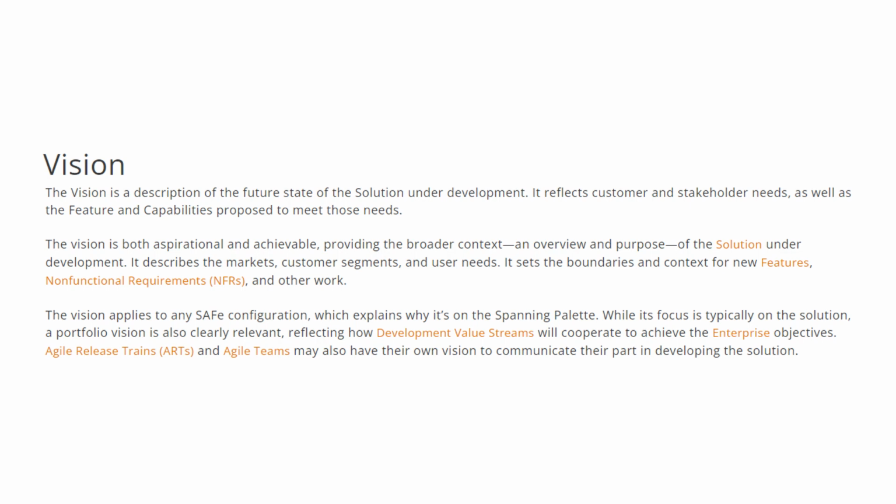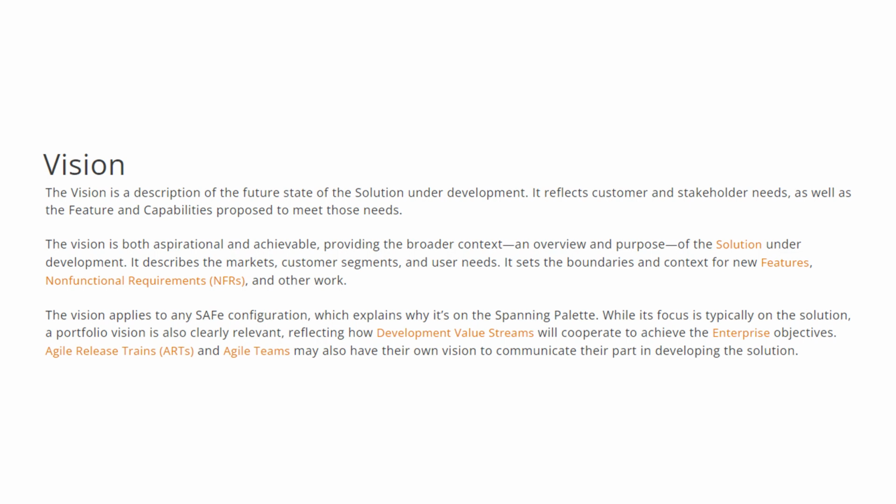Let us try to understand what a vision is. The vision is a description of the future state of the solution under development, right? If you're developing an application, if you're developing software, let's say you're developing an enterprise CRM application, what is going to be the future state after 2 or 3 years? How is my application going to look? What segments are we catering to? Who are all going to be the customers? What geography are you going to look at? That description of the future state is called vision.